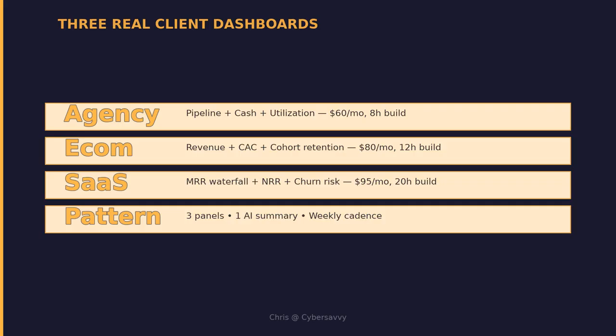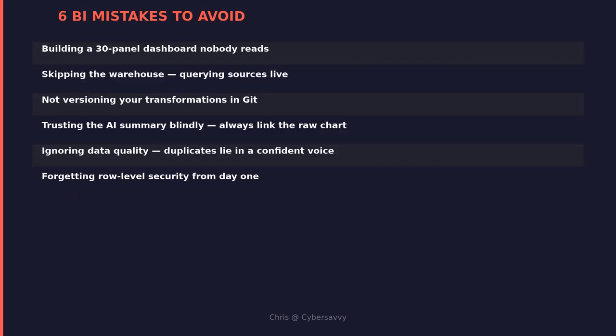Dashboard 3, the SaaS founder dashboard. Monthly recurring revenue waterfall, net revenue retention, and an early churn risk score for every customer based on login frequency. The AI layer ranks the top 5 at-risk accounts every Friday and writes a personalized retention email draft for each one. Build time, 20 hours. Monthly cost, $95. Notice the pattern: 3 panels, 1 AI summary, weekly or daily cadence. That is the formula. Now the mistakes.